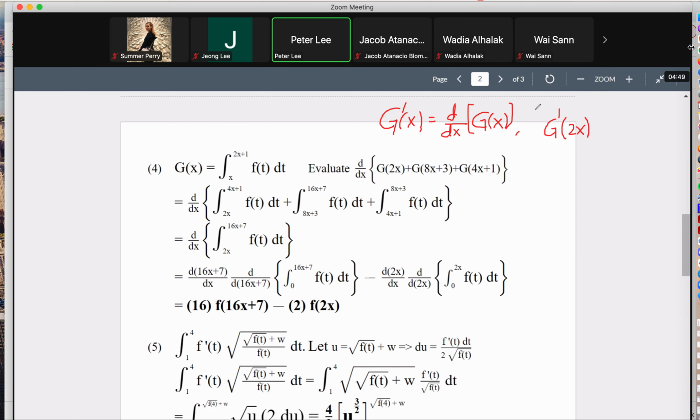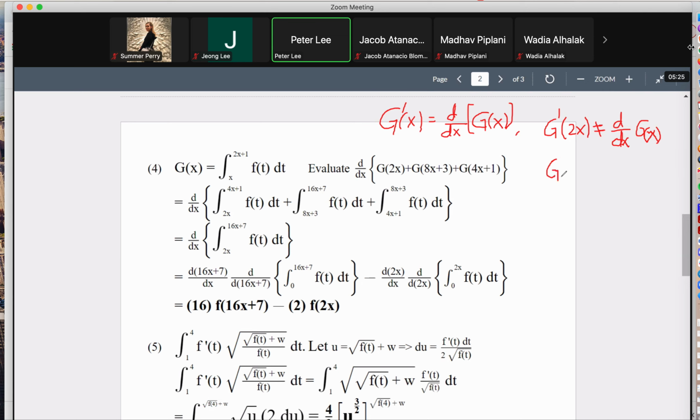Let me tell you, this is not d/dx of g of 2x. Again, this is not d/dx of g prime of x. This is a bit confusing. g prime of 2x is not d/dx of g(x). What is this g prime of 2x?